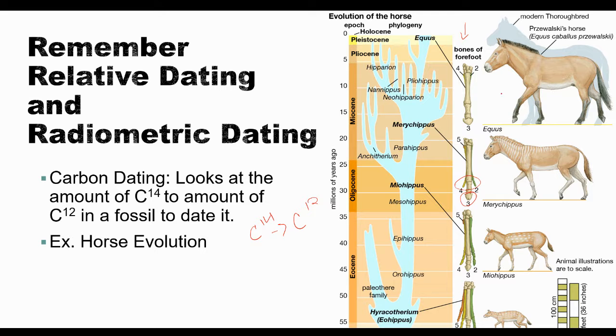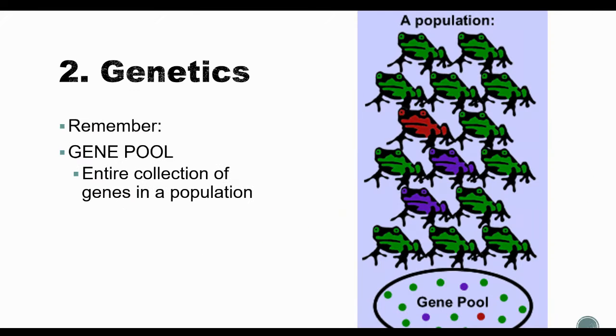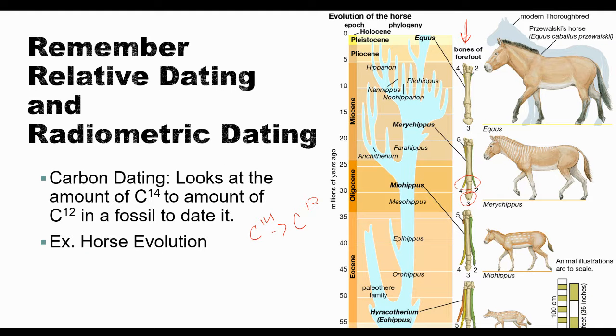And then we have more modern horses. So this is Przewalski's horse, and then the modern thoroughbred would have the same basic bone structure. So we can look at these bones, we can date them using this carbon-14 dating, and we can see the age of these different fossils. All right. And I should mention, not all fossils, not all things are going to be able to be carbon dated. It's going to depend on a couple of different things. We're not going to go through and do details on the carbon dating in this class.